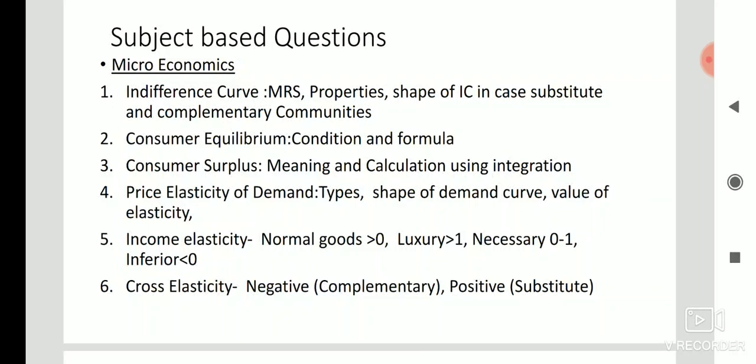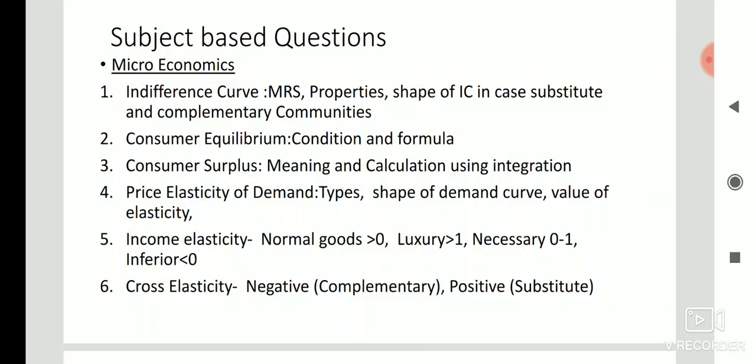Then the next one, cross elasticity. This is also very important. From the value of the cross elasticity, we can conclude about the nature of the commodity. We calculate cross elasticity as the percentage change in the quantity demanded of one commodity, suppose X, due to the percentage change in the price of Y. This means we measure cross elasticity in case of related commodities.